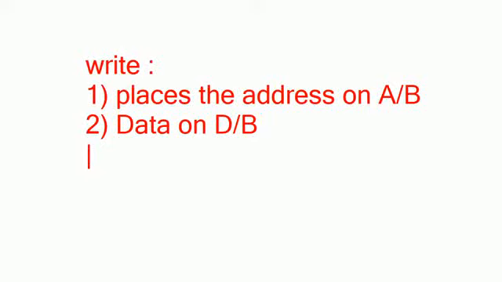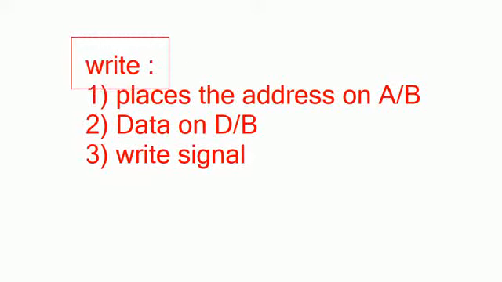After placing the data on the data bus, it will generate the write signal. The third step is generating the write signal to the memory device. So when the microprocessor would like to perform the write operation, these three steps are followed. First, it places the address on the address bus. After some period of time, it places the data on the data bus. After that, it generates the write signal.